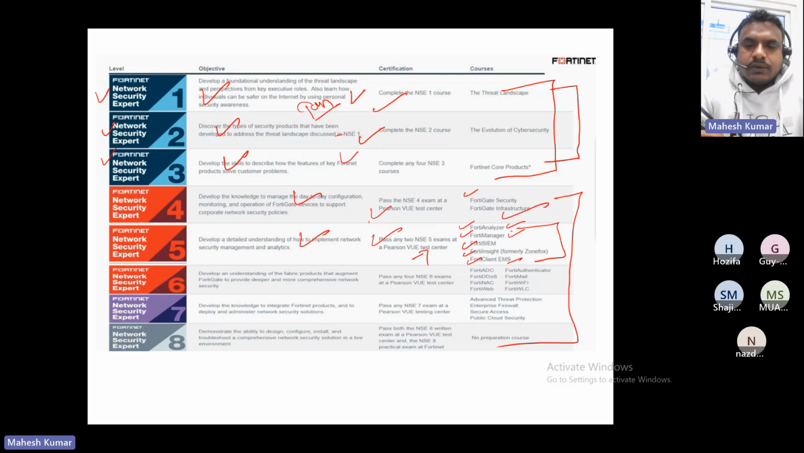If you know about advanced threat protection, enterprise firewall, security, access, and public cloud security, then you can say you know about the NSE 7. Okay, if you have done all these things, then you will become a full master of these FortiGate devices, not only the firewall, FortiManager, FortiAnalyzer, FortiAccess point, FortiClient. Many more devices are there, like camera, access point, and the cloud, FortiCloud. So each and every device you will master.